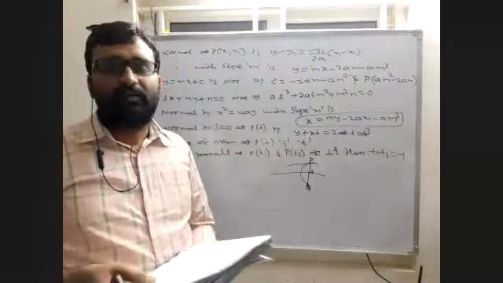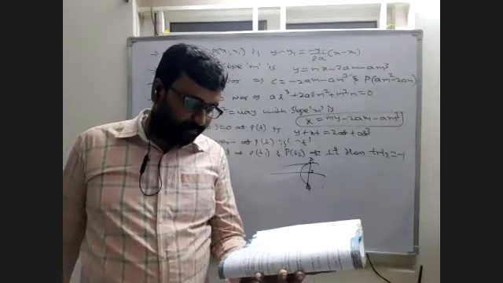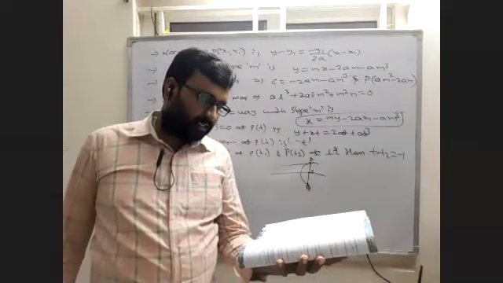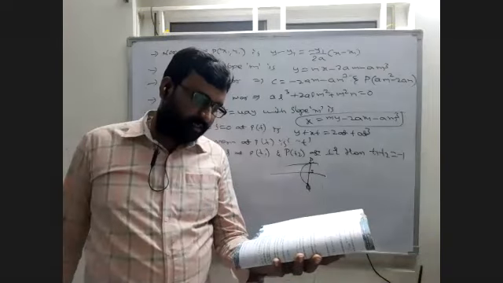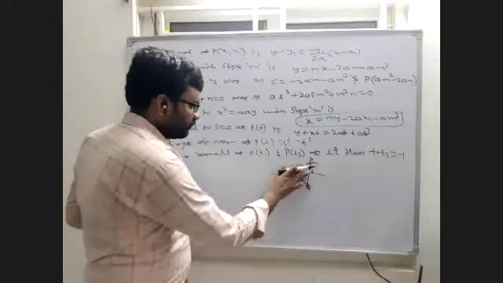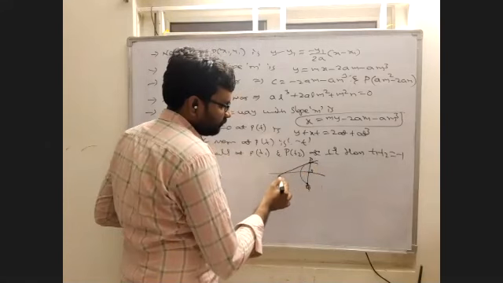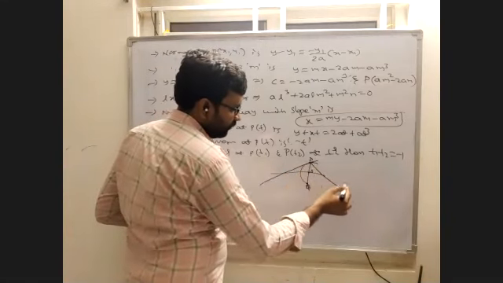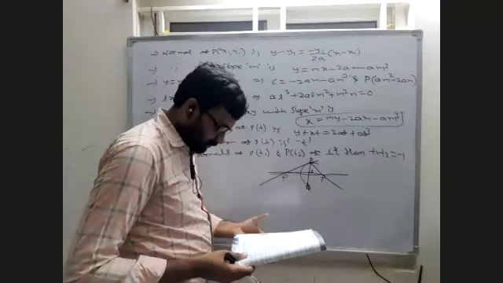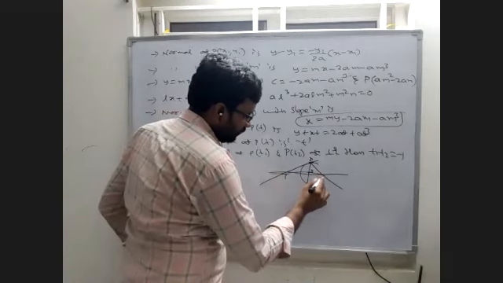Why? Because parallel. Next, if the tangent and normal at any point P of the parabola meet the axis in T and G respectively. Suppose this is the tangent and this is the normal, meeting the axis at T and G.